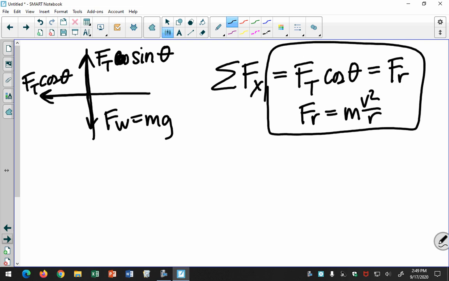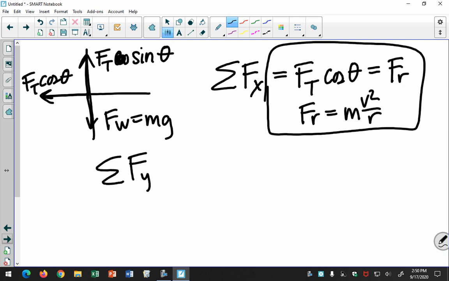Do I know the tension force? I don't know. Do I know the angle? Maybe I can figure out the angle. Do I know the radius? I do know the radius. So you have various pieces of that that you know. Use that.